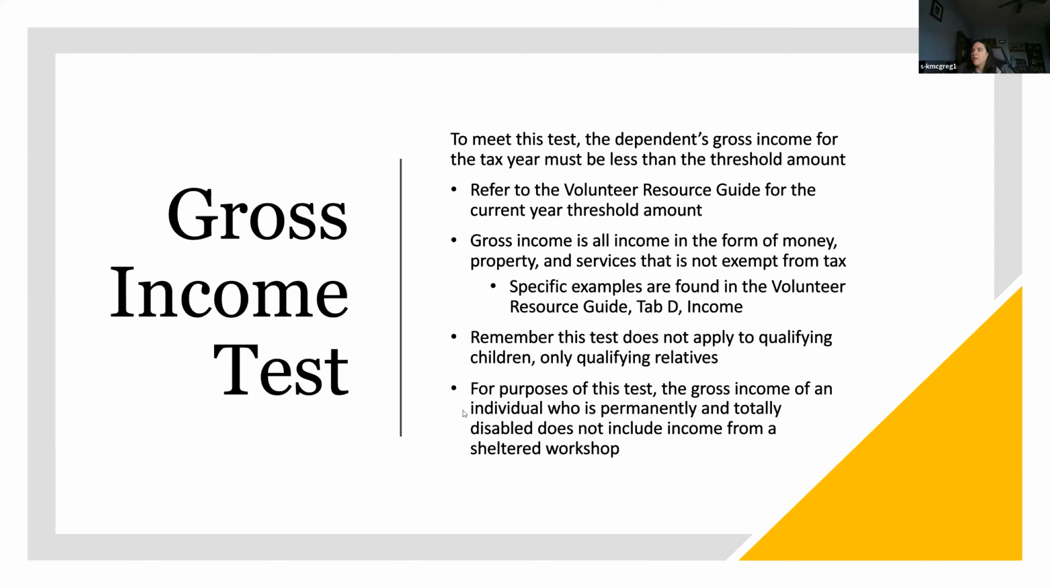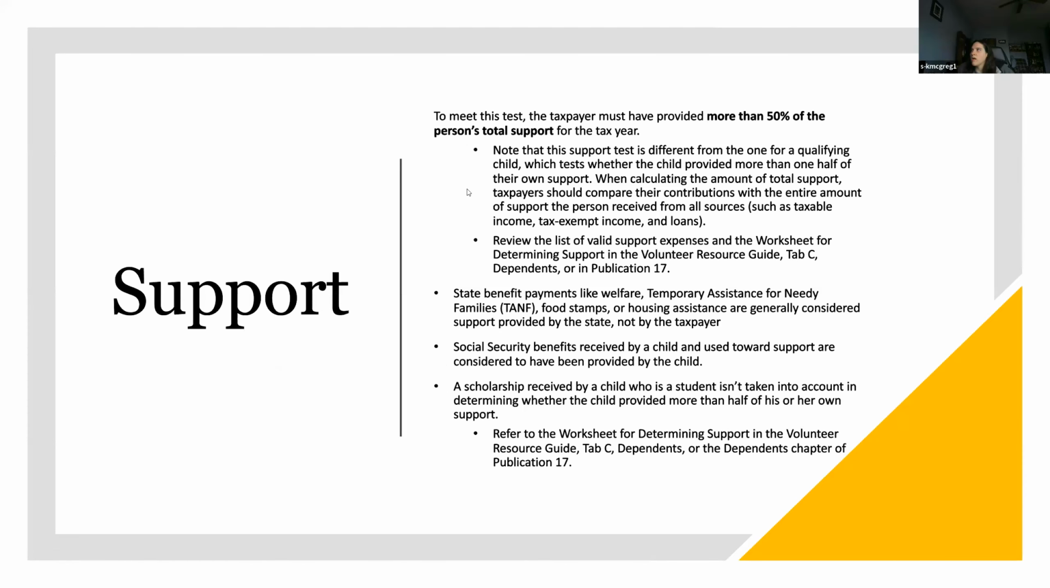And don't forget, totally and permanently disabled people don't count for this because they're considered a child still. You need to provide more than half of that person's support. So the difference is, for a qualifying child, they can't provide more than half their own support, but in this case, you have to provide more than half of their support. So like if multiple people are supporting this person, you have to make sure you're paying more than half of that.